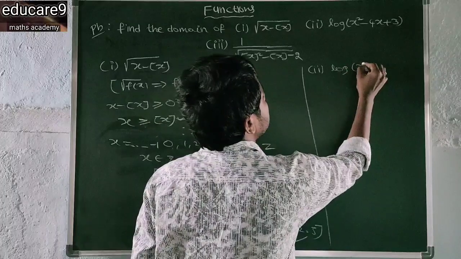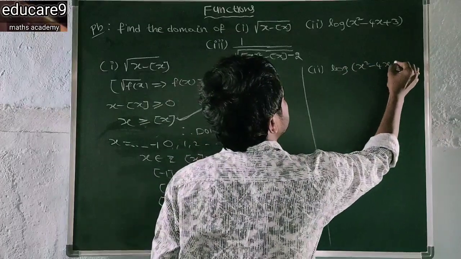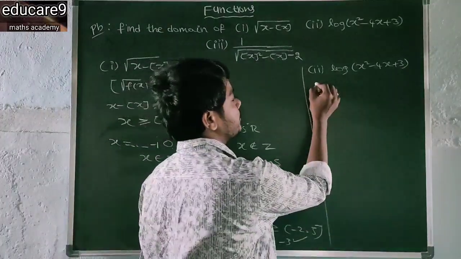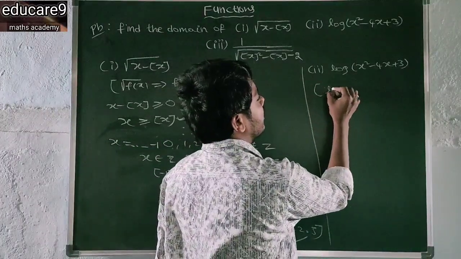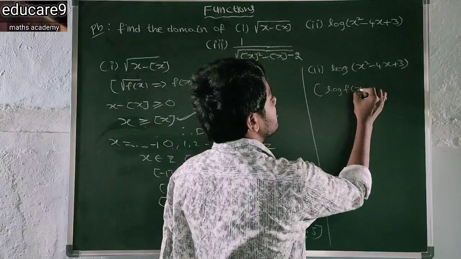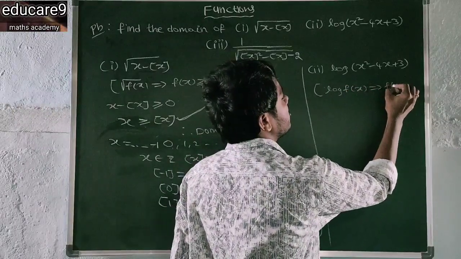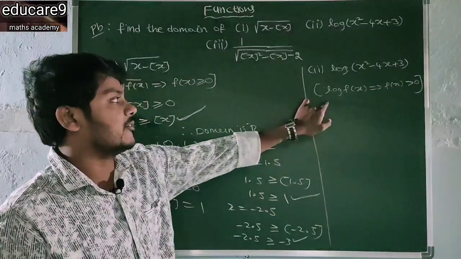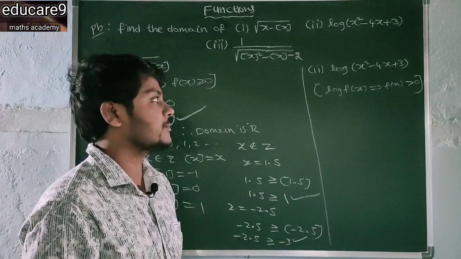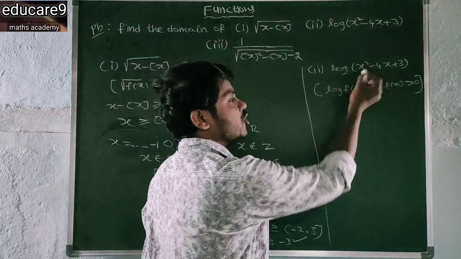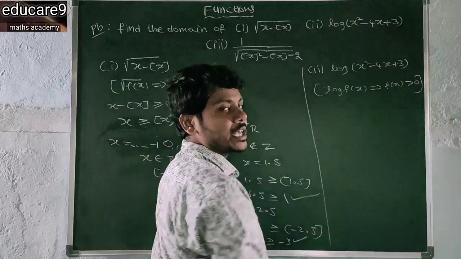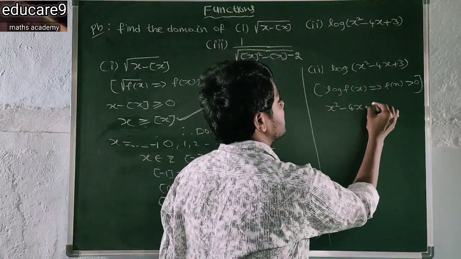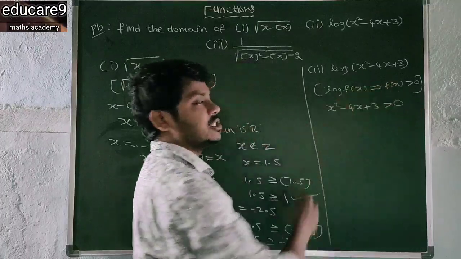So next one, log of x square minus 4x plus 3. So here it is in the form of log f of x. What is f of x values? Greater than 0. This is the condition for log f of x. So here f of x is x square minus 4x plus 3. So x square minus 4x plus 3 is greater than 0.